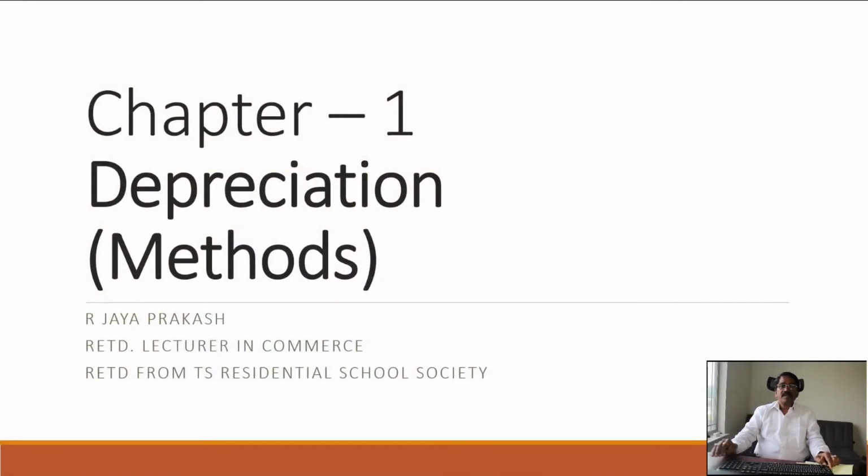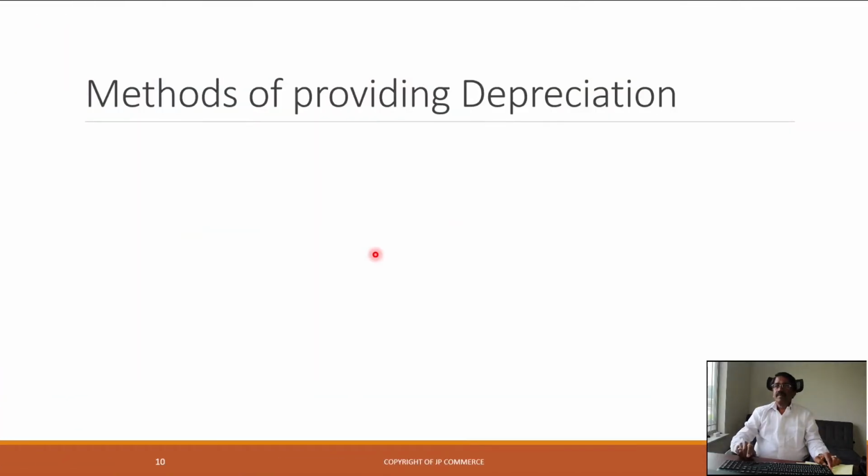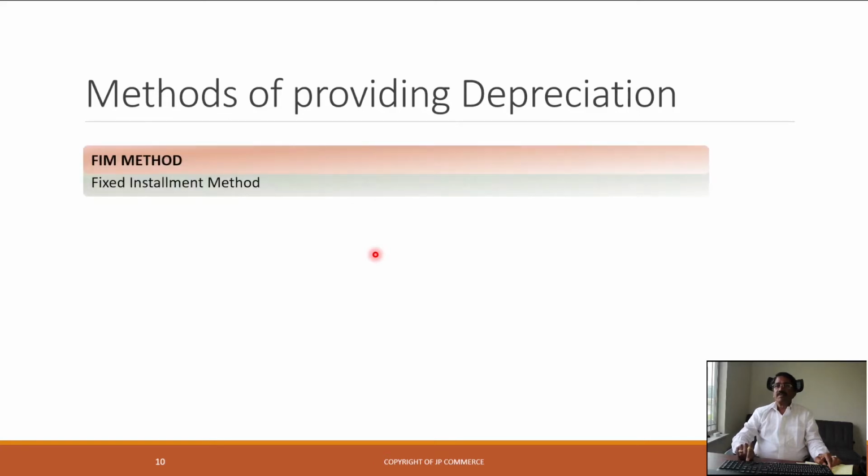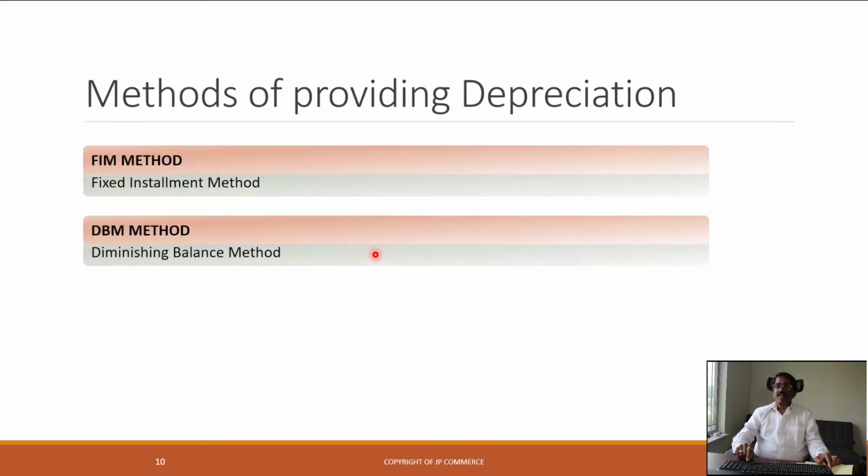In today's class, we are going to discuss various depreciation methods. In the textbooks, we have 10 methods of depreciation, and among them, two are important for problem solving. They are the fixed installment method and the diminishing balance method.